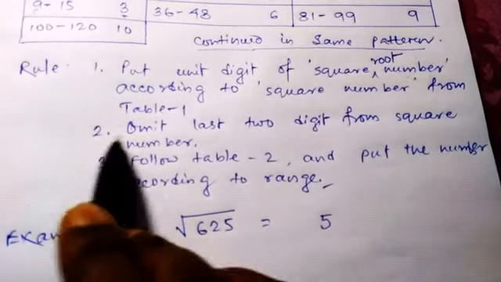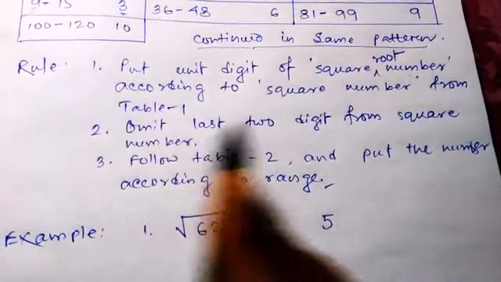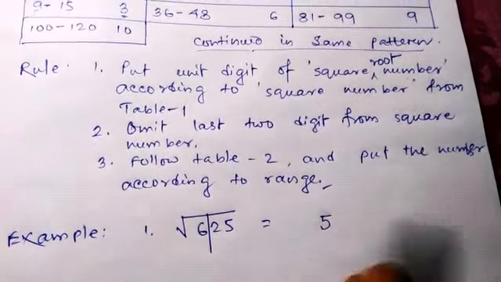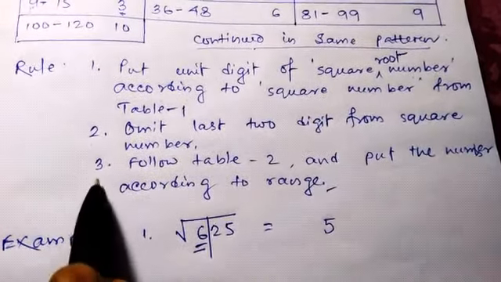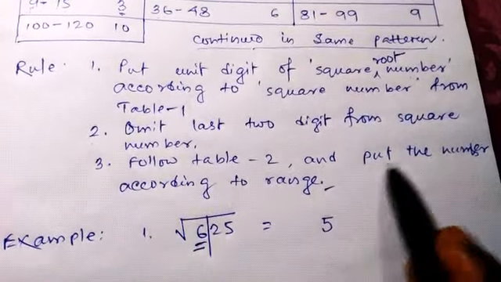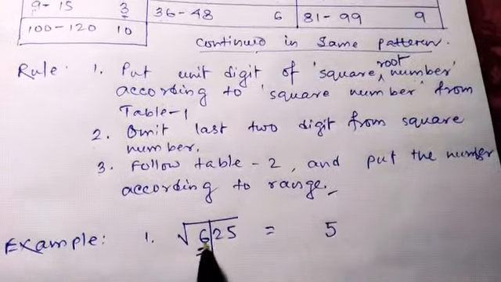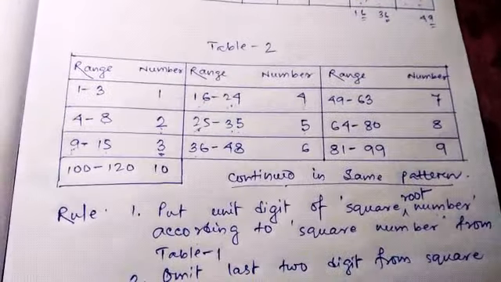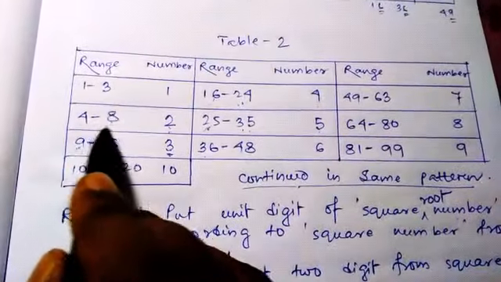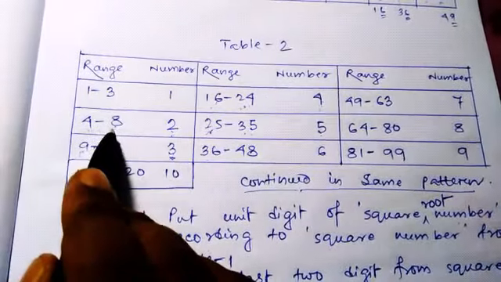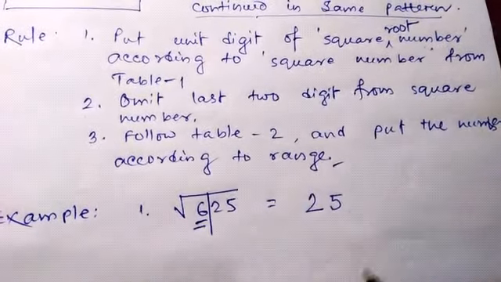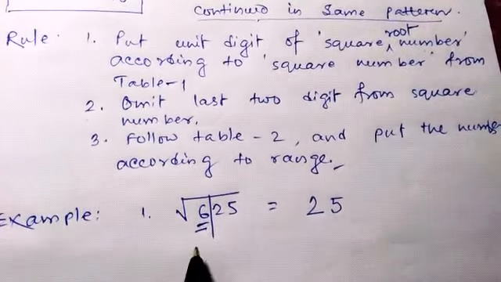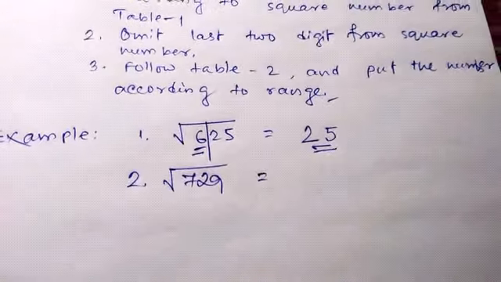Then from rule 2, omit the last 2 digits from the square number. So I omit them here. Then it will be only 6. Now finally in rule 3, follow table 2 and put the number according to range. 6 is in this range 4 to 8, and for this range the number is 2. So here it will be 2. So the square root of 625 is 25.